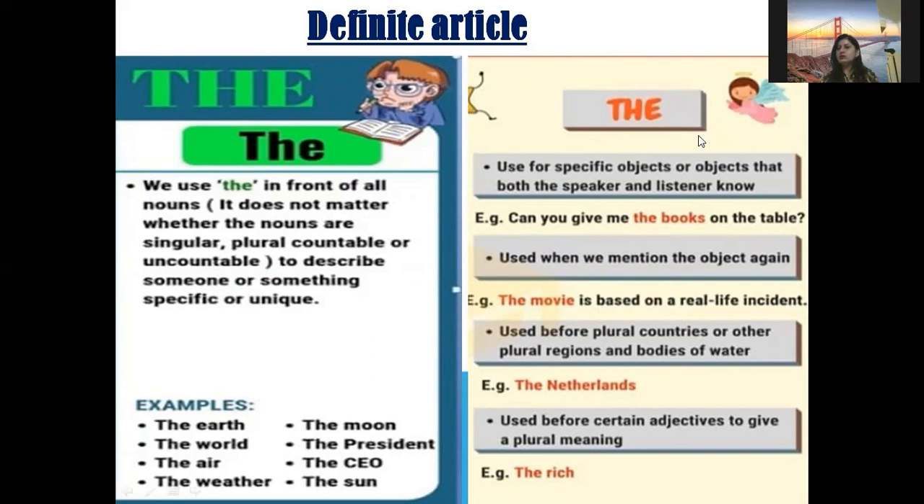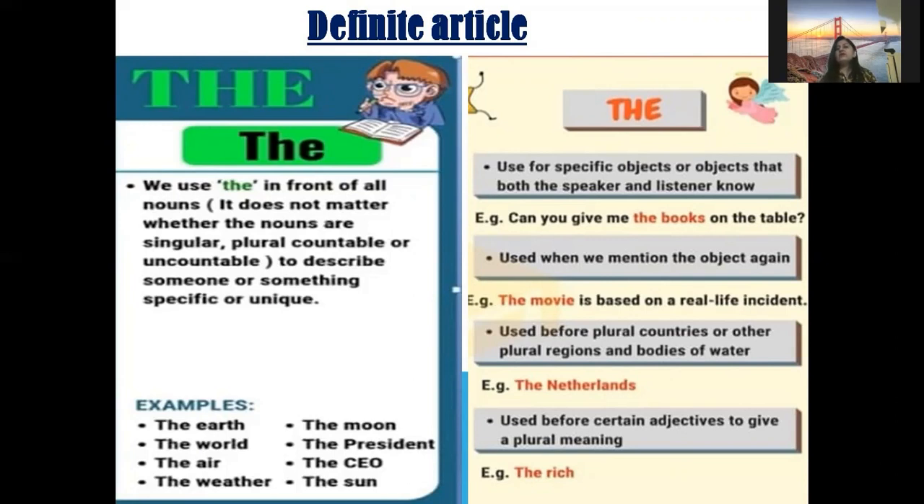There are some more uses which we have to understand for the, like use for a specific object or objects that both the speaker and listener know. When we are talking about specific objects that we know, about which noun are we talking about? Like, can you give me the books on the table? I am talking about the books which are kept on the table. So those particular books only. So we will use the books.